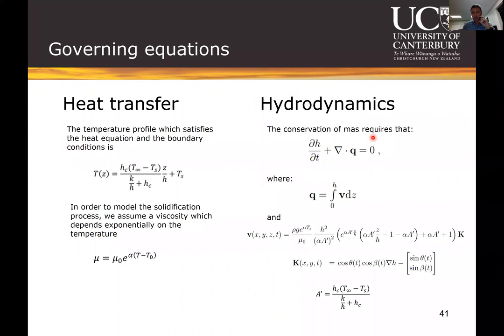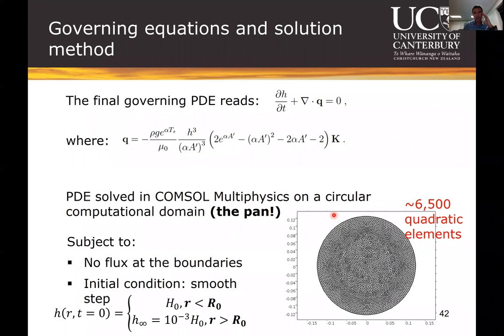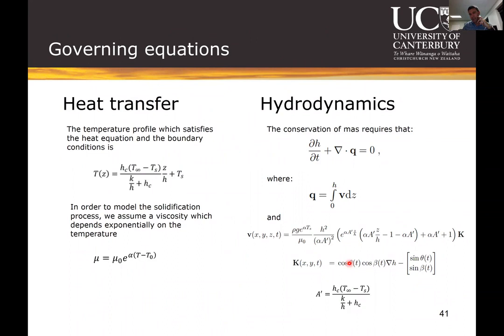In terms of the hydrodynamics, using the lubrication approximation that I described before allows us to calculate the discharge Q, which is just the integral of the velocity vector. After quite a few lines of algebra, you can lump all this into a single partial differential equation. This partial differential equation is illustrated here at the top of this slide, where the rate of change of the batter thickness plus the divergence of the flux is equal to zero, and this flux is related to this vector k, which encodes all information related to the orientation of the pan, theta and beta.